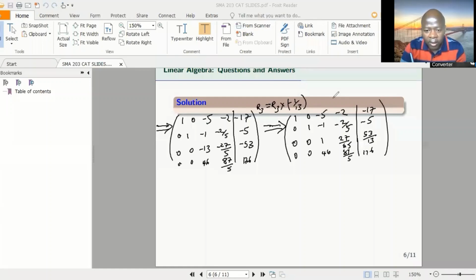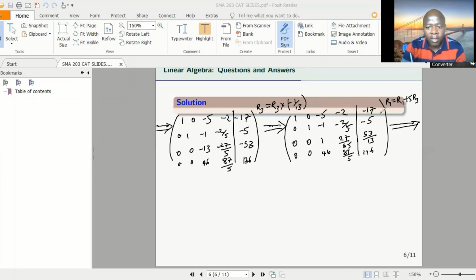Now I've created this one. I want to use it to create 0 in this position, 0 in this position, and then 0 in this other position. So to get 0 in row 1, the new row 1 will be obtained by taking the current row 1 plus 5 row 3.